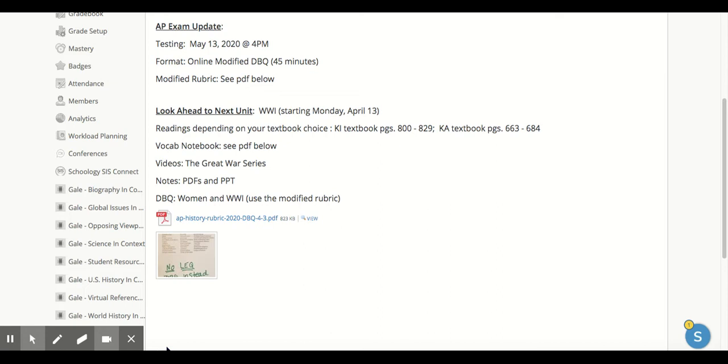this modified DBQ, you're only going to have 5 documents instead of the normal 7. So they've eliminated 2 documents. So this is how you get your 3 points for evidence from the actual documents. We still have the evidence beyond the documents. So bringing in an additional piece of a specific historical evidence.